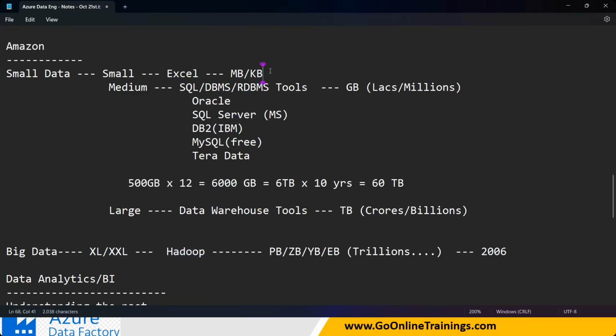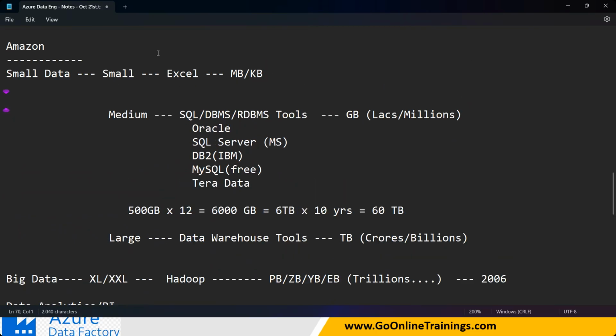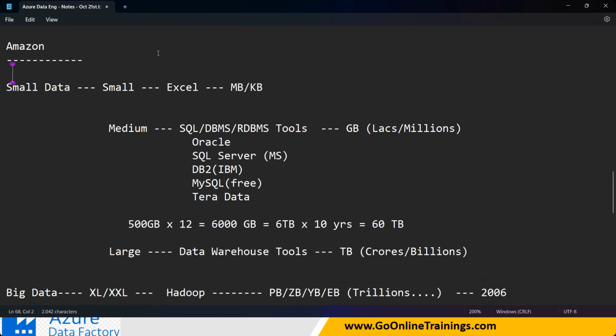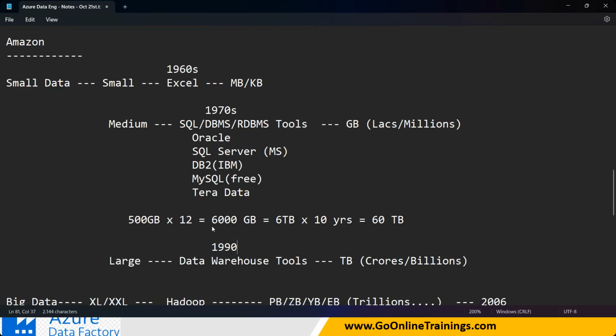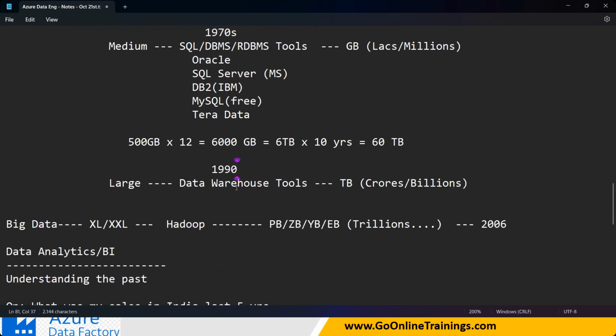Clear? And Excel was there, I think, since the 1970s or before that. Spreadsheets were there in the 1970s, 60s. Right? After that, in the 1970s we got SQL into the market, or RDBMS, to store the data. And data warehousing was introduced into the IT industry in the 1990s. Clear? And till 2000, it was there.